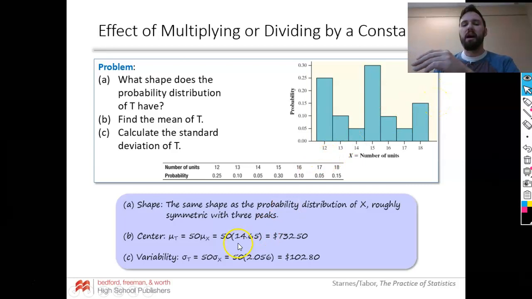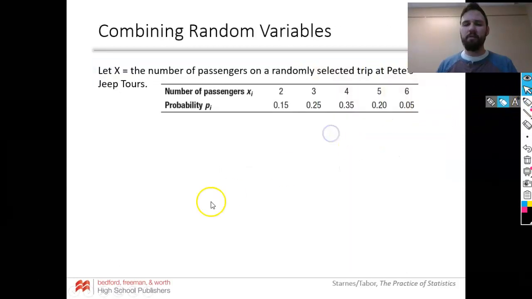Now, the center, our original center, we said the average was 14.65 units, right? So, we multiply by our constant. 50 times that 14.65.